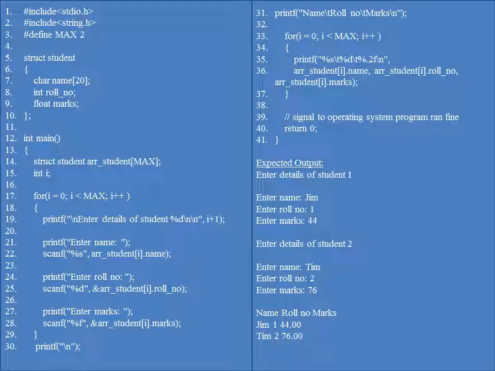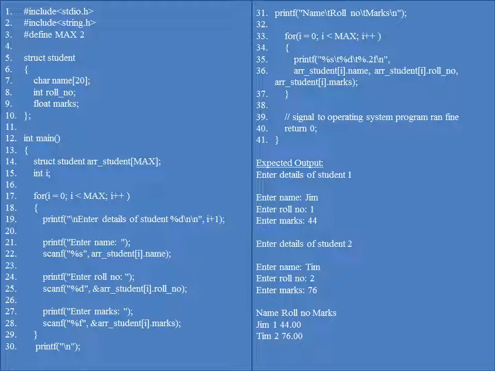This is the example program to make you understand the array of structures. I will start from the left part of the slide. Lines number 1 and 2 are the header files. Then we are defining one macro, #define MAX 2. It means we are defining a macro by the name MAX, and the value of MAX is 2. Wherever in the complete code I use the word MAX, it will automatically be replaced by the integer number 2. This is known as a macro.